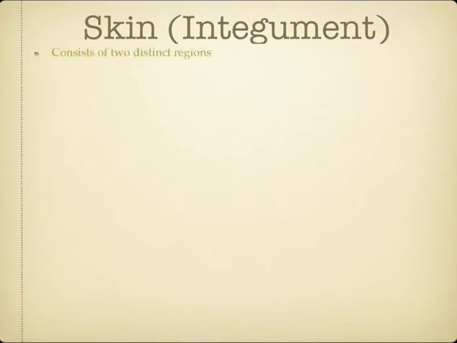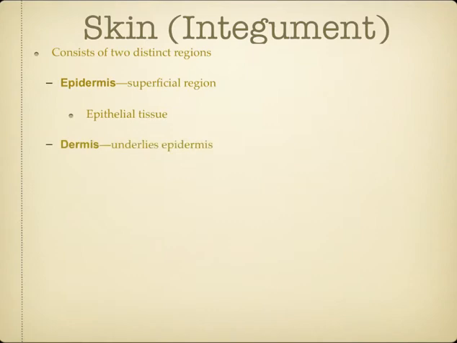Your skin, also known as your integument, is a major organ system. It consists of two distinct layers. Those layers would be the epidermis on the outside, the superficial region. This actually is epithelial tissue. Hey, we're getting some reminders from an earlier chapter there. The next layer is the dermis. It's below the epidermis, and it is the leathery part of your skin, and it's mostly fibrous connective tissue.